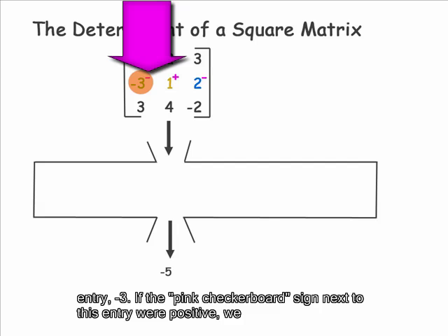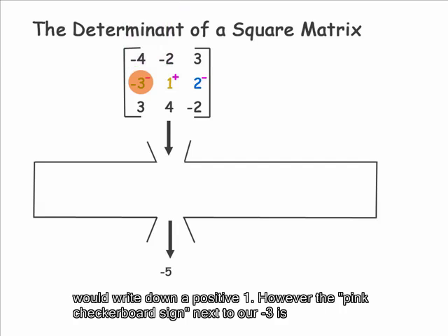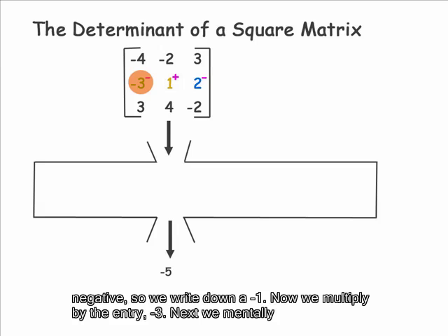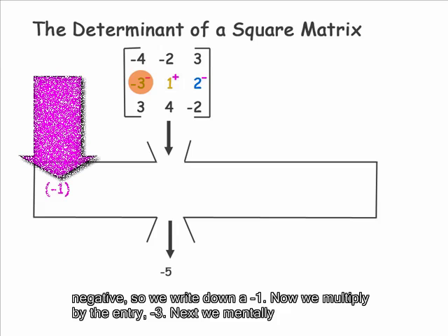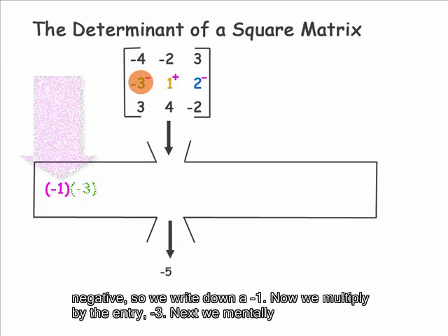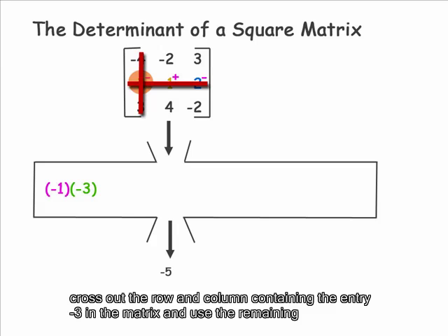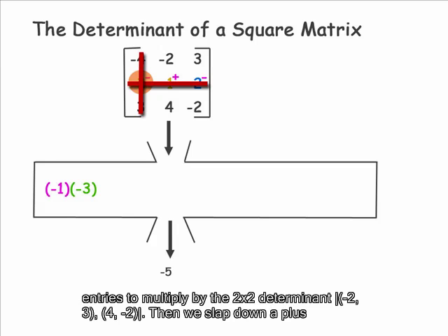If the pink checkerboard sign next to this entry were positive, we would write down a +1. However, the pink checkerboard sign next to our -3 is negative, so we write down a -1. Now we multiply by the entry -3. Next, we mentally cross out the row and column containing the entry -3 in the matrix and use the remaining entries to multiply by the 2 by 2 determinant, row 1: -2, 3; row 2: 4, -2.